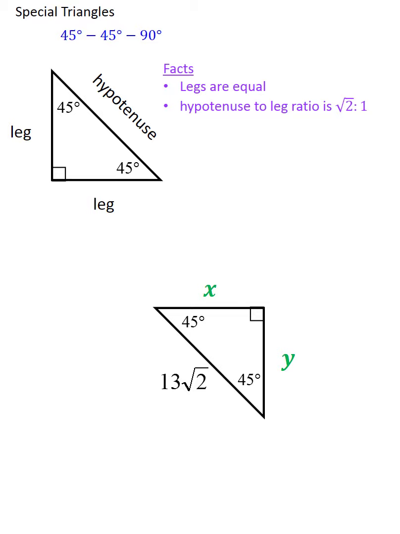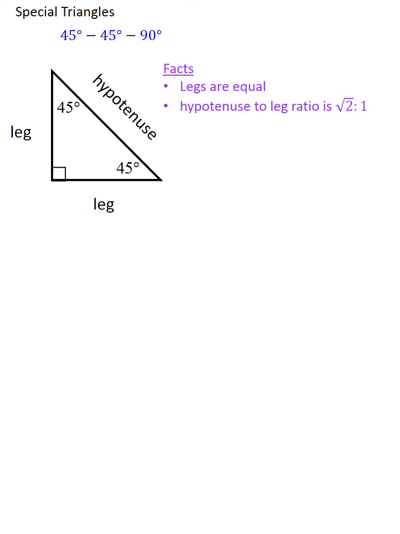Since we want to know the value of x and y, we can again exploit this radical 2 to 1 ratio. This time we know the hypotenuse, and we want to know one of the legs, which is shorter, and therefore we would divide by radical 2. This of course simplifies to 13, and since the legs are equal, the other length must be 13 as well.